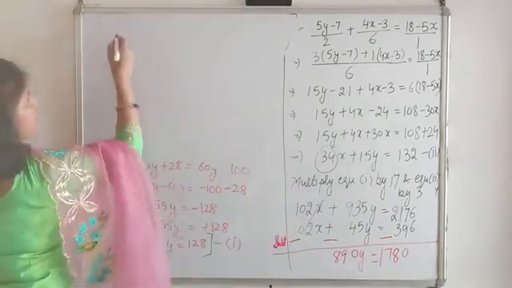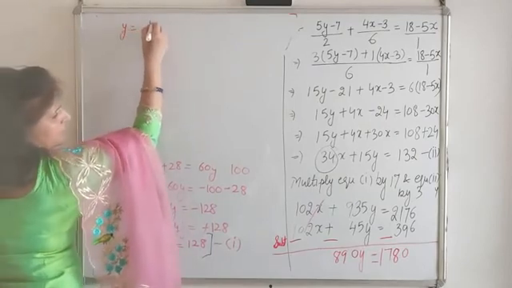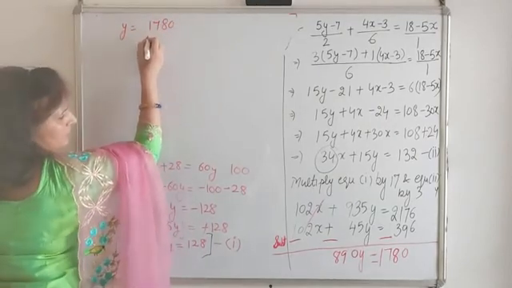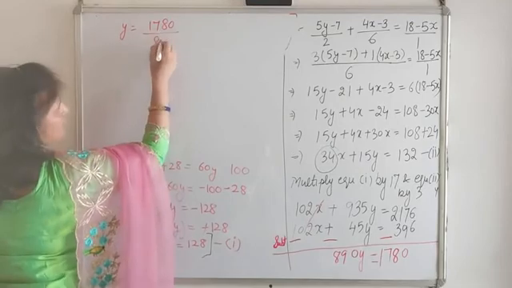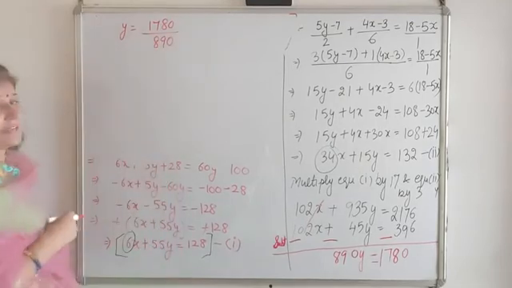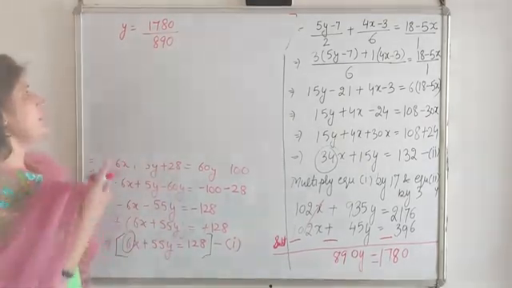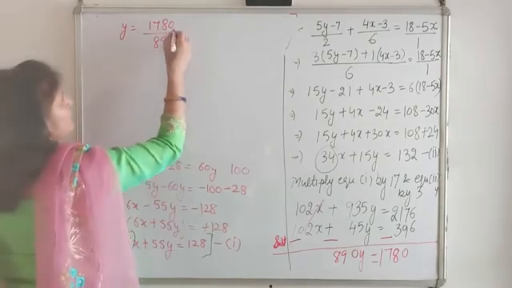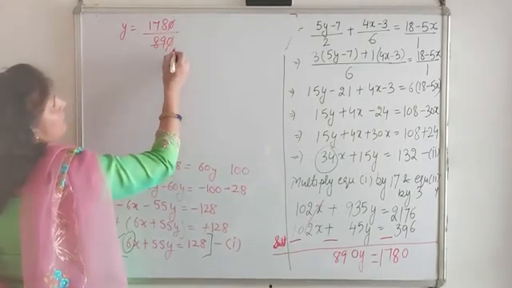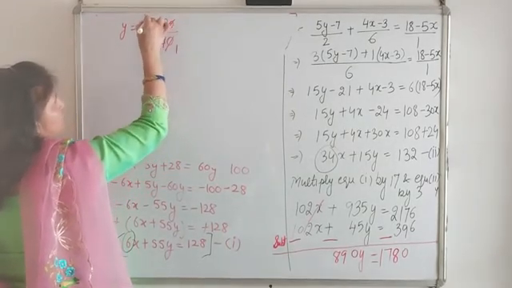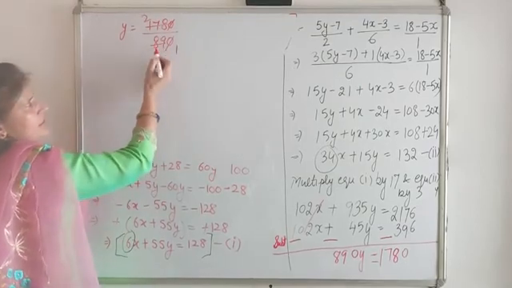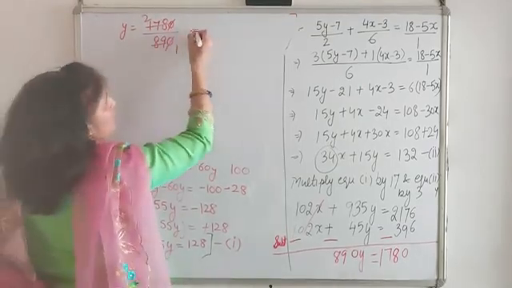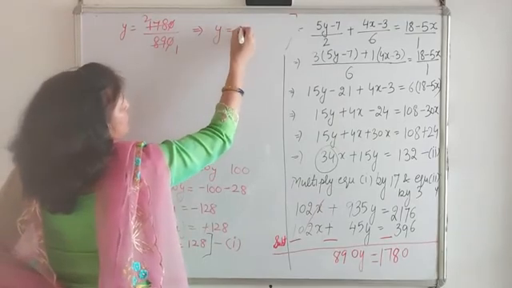So Y is equal to 1780 upon 890, not 89, 890. 0 cancel by 0. Then 1 here, 2. 2 9s are 18, 2 8s are 16, 1 17. So value of Y is 2.